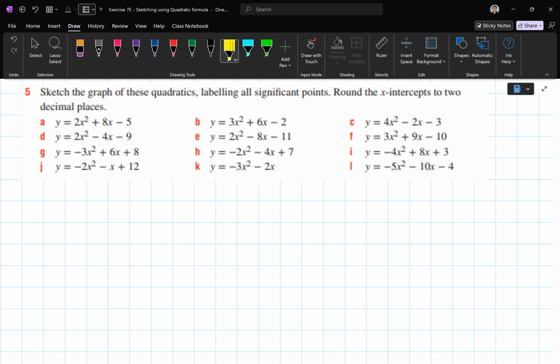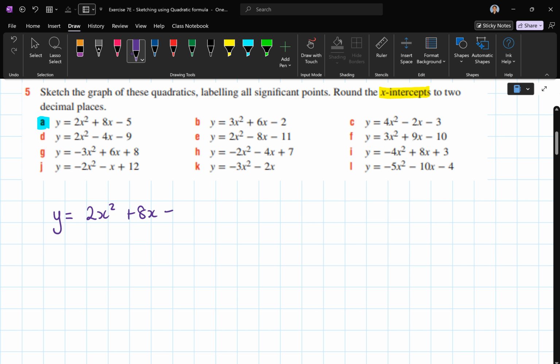And you can use a calculator here since they said round the x-intercepts to 2 decimal places. So here we go. Let's do the first one. We've got y is equal to 2x squared plus 8x minus 5.